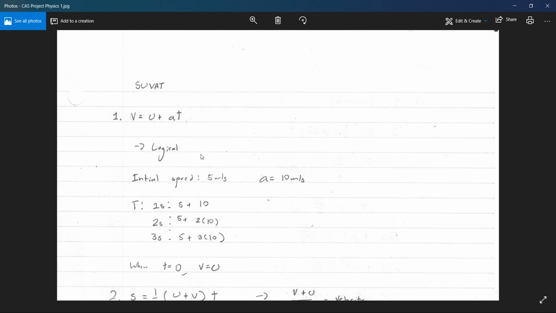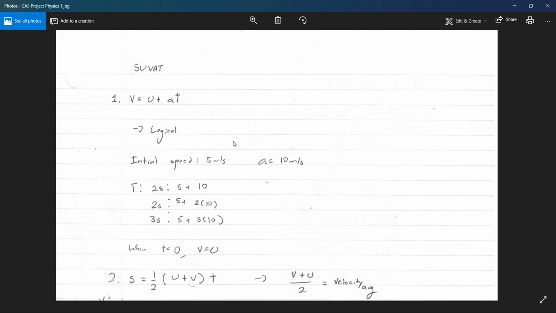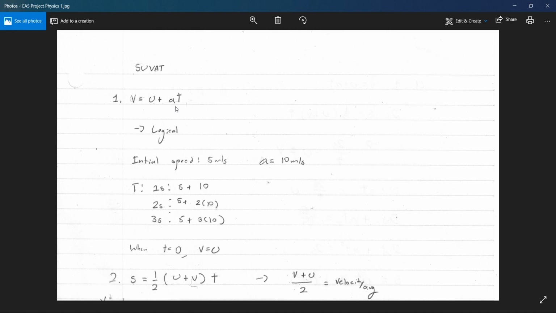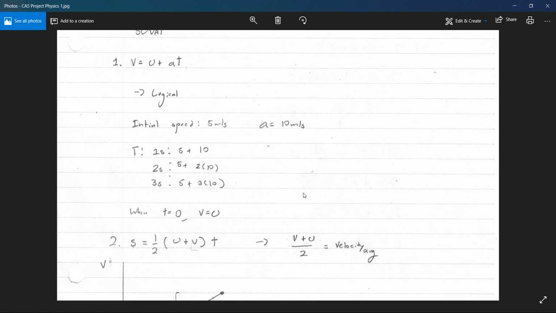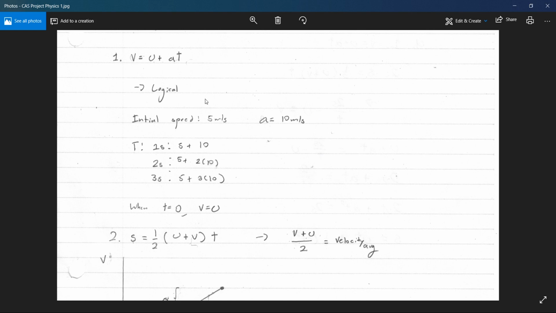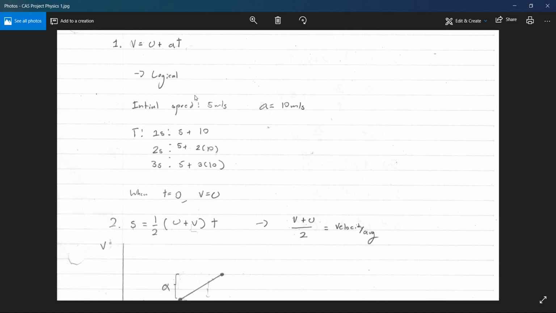Today we'll be taking a look at the four SUVAT equations. Our first equation is v is equal to u plus at. In other words, final velocity is equal to initial velocity plus acceleration times time. This is a very logical equation. There are no real equations to derive into this, but rather it's just your intuition.